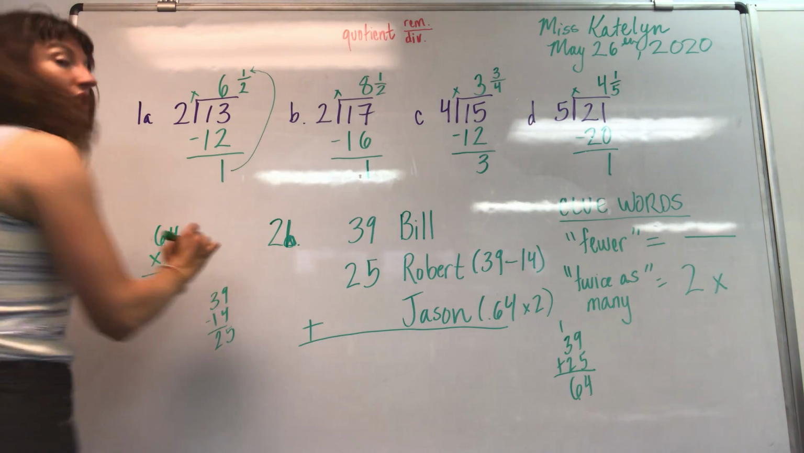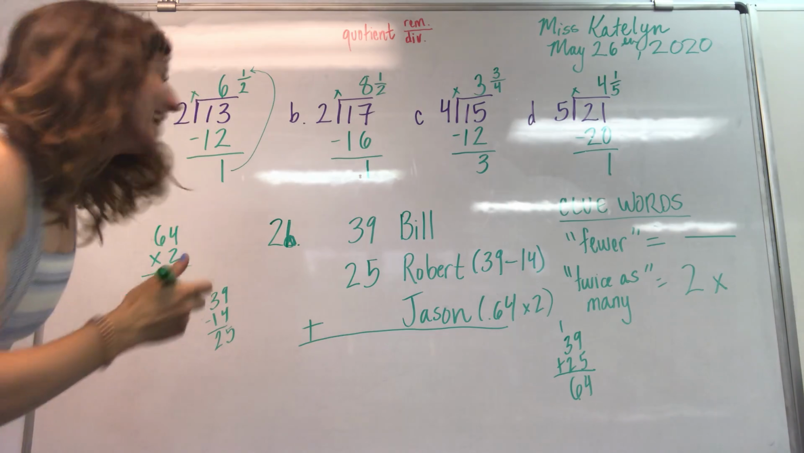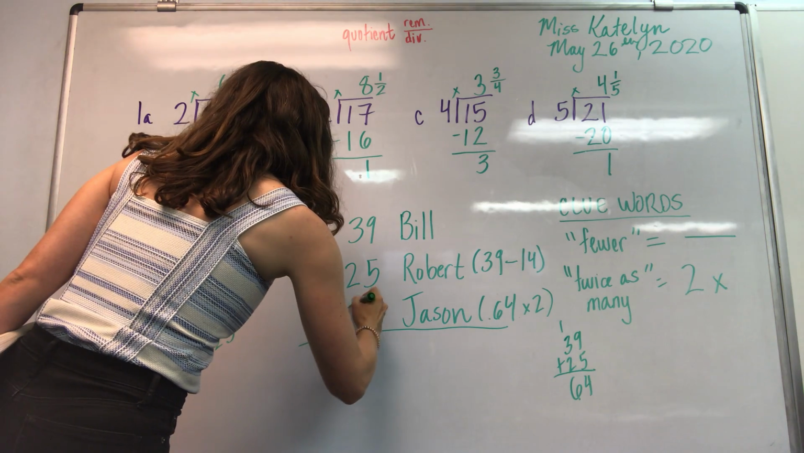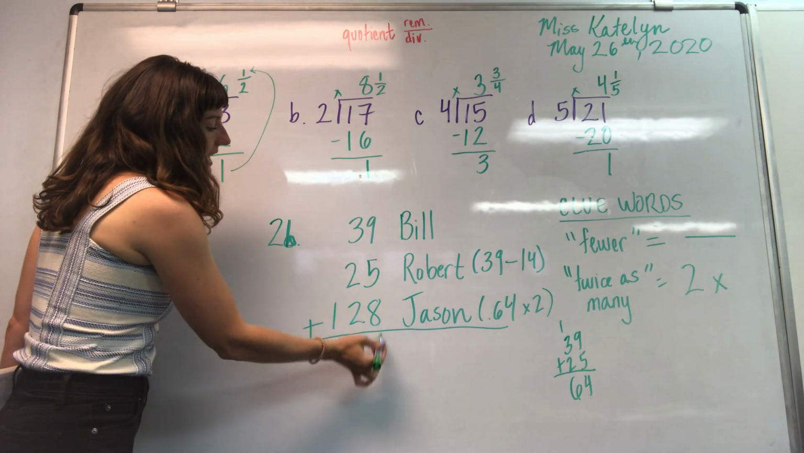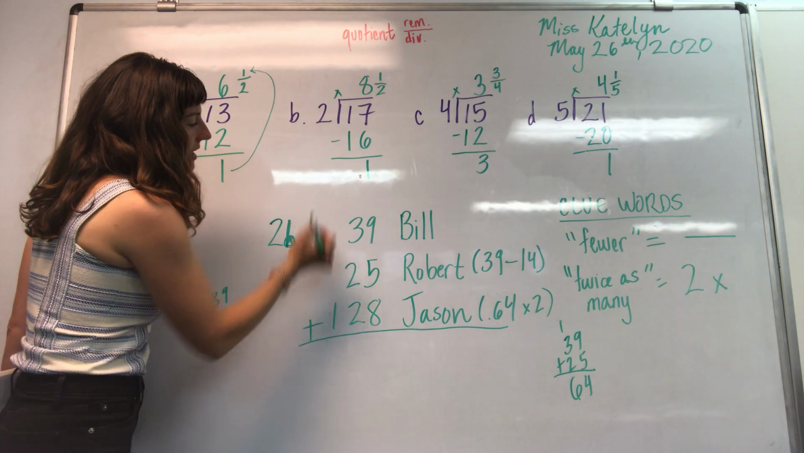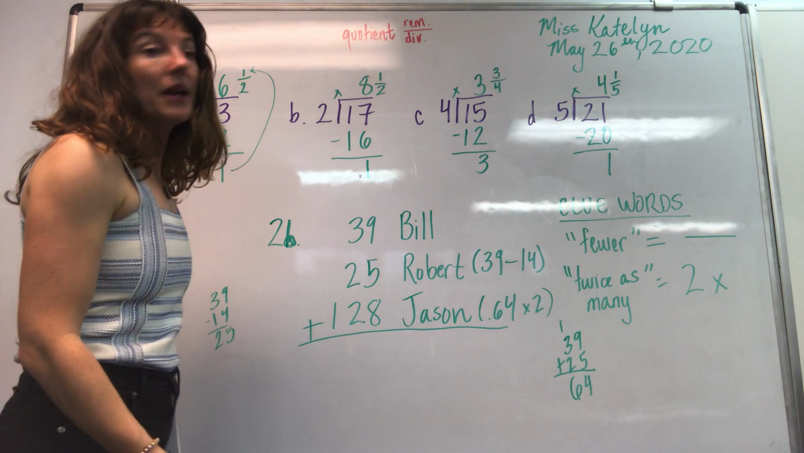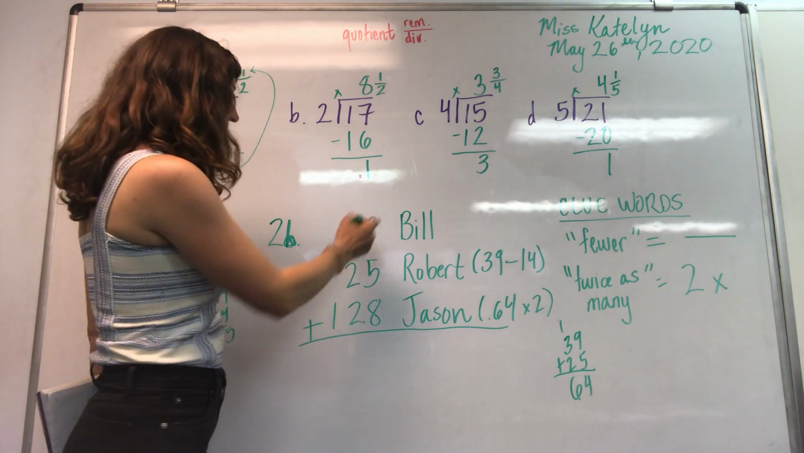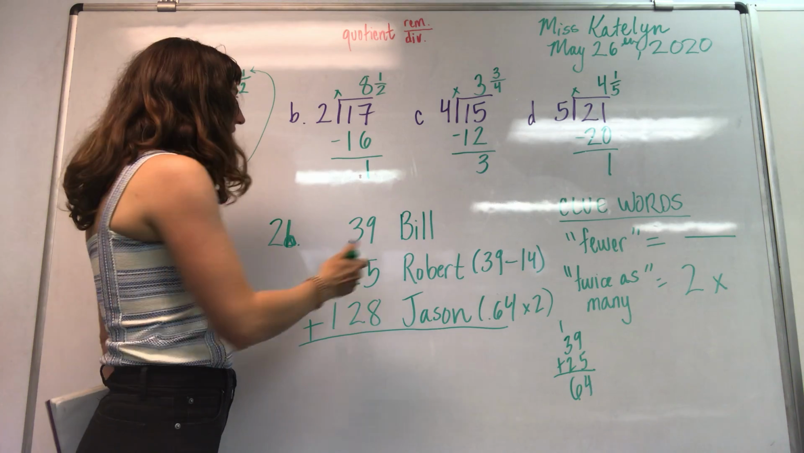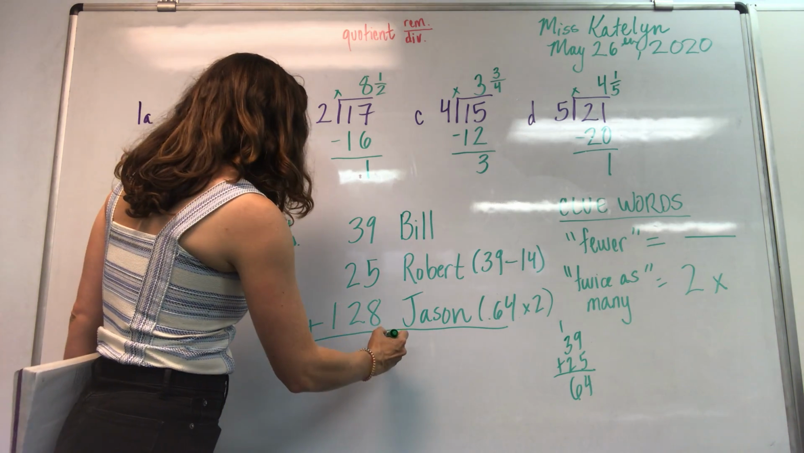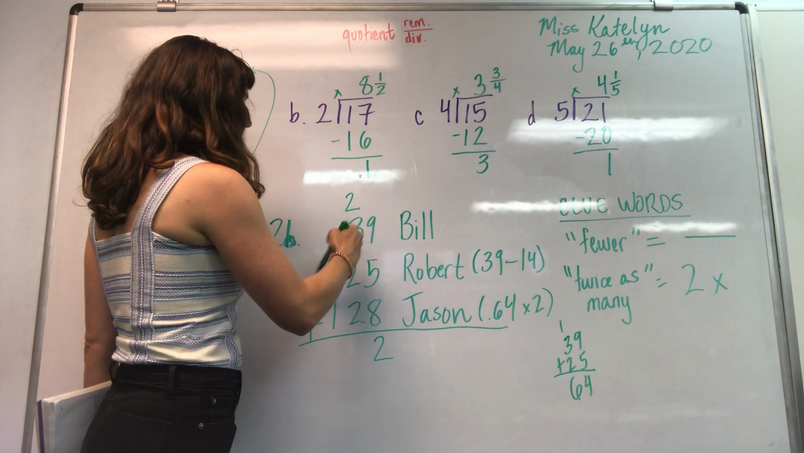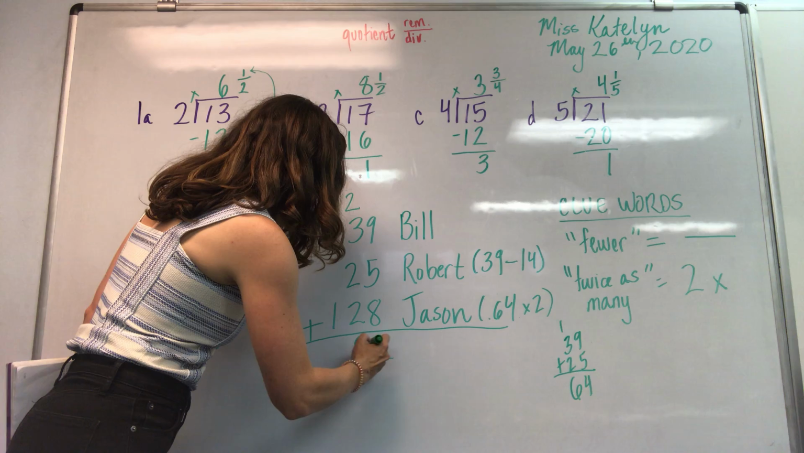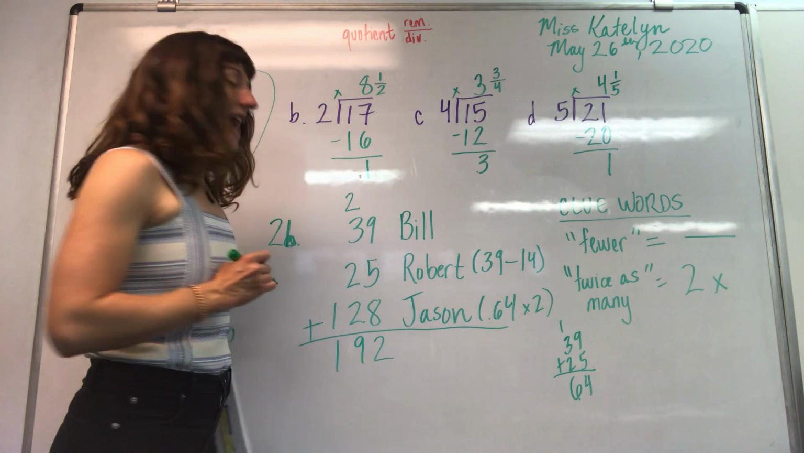64 times 2. 2 times 4 is 8. Very good. And 2 times 6 is 12. 1, 2, 8. Make sure your ones place is lined up, your tens place is lined up, and your hundreds place is lined up. Okay? So now we are ready. 9 plus 5 is 14. 14 plus 8 is 22. 2 plus 3 is 5. 5 plus 2 is 7. 7 plus 2 is 9. And bring down that 1.